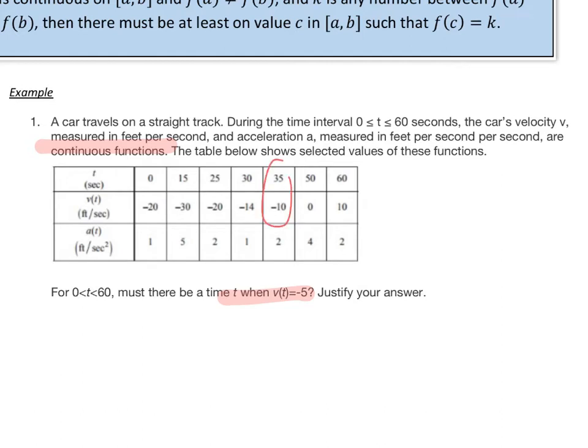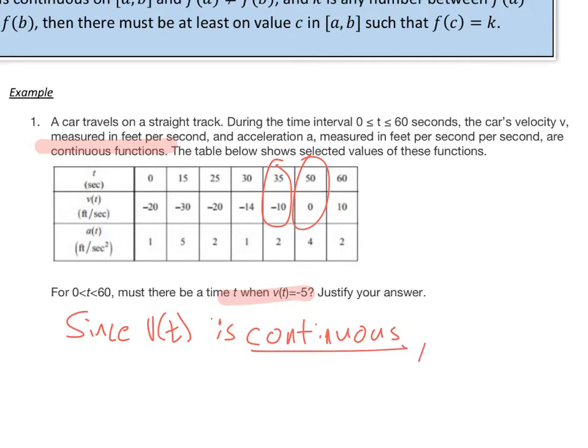So we're going to look at these two values, and we can say, since we know that v of t is continuous. We've got to state that. If we don't say that it's continuous, then our argument does not hold. But since v of t is continuous, and we can say v of 35 is negative 10, and v of 50 is 0.